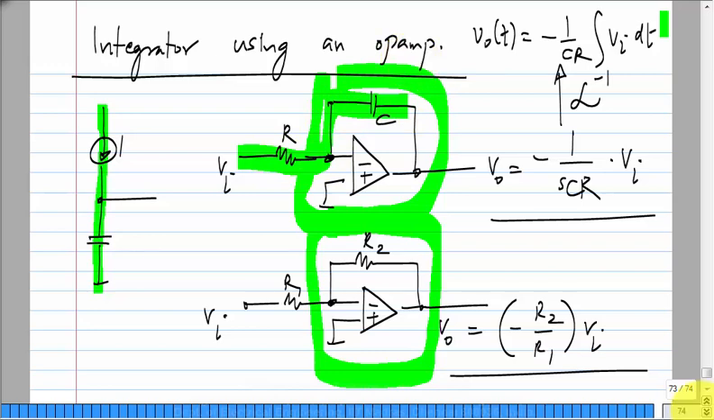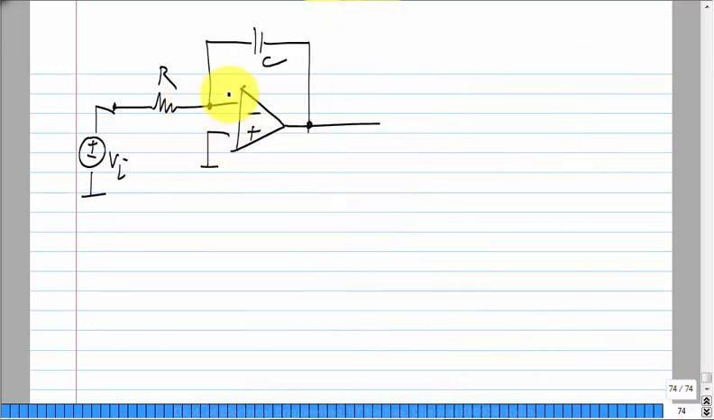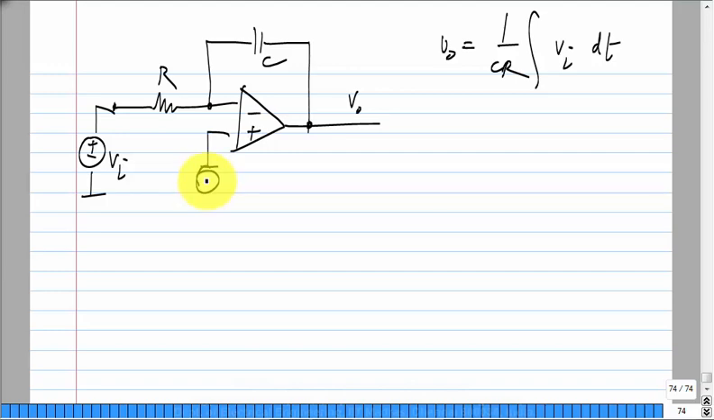Okay? But there seems to be a problem. Of course, we said that this is VI, V0. V0 is 1 over CR integral VI dt. Okay? So what is missing from this model? Just now we discussed something for the first half of this class. What was it? DC feedback, no. What? VOS, the op amp's offset. I think I had it like this. So it doesn't matter which polarity you put it in. The point is to know what it is.